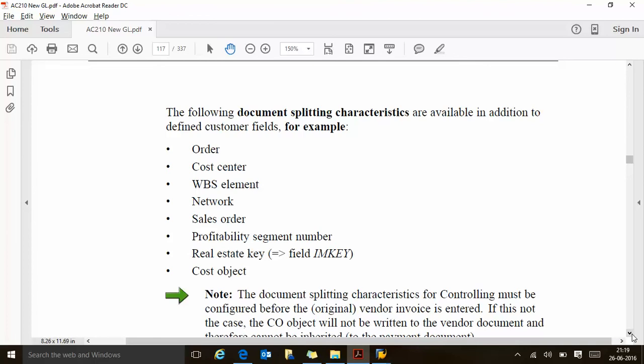The following document splitting characteristics are available in addition to the defined customer field. For example, order, cost center, WBS, network, sales order, profitability segment for COPA, real estate key for REFX, and cost object.